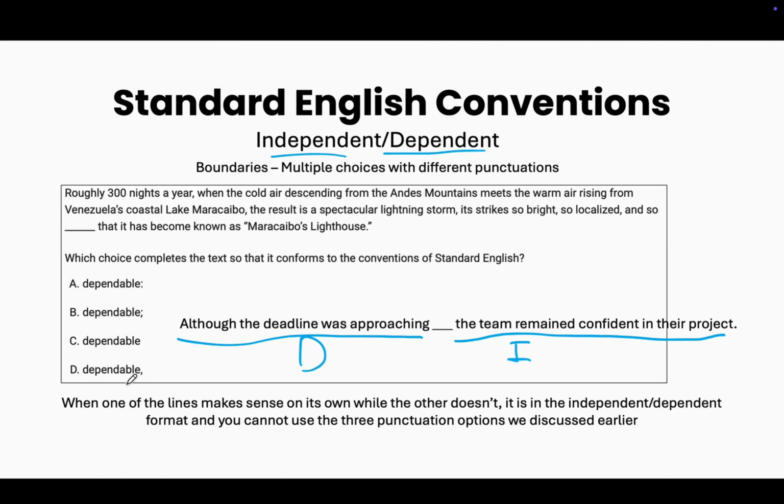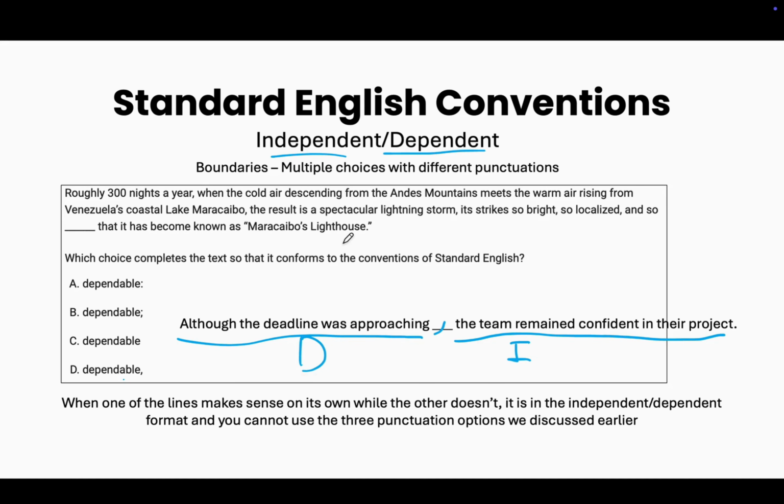Now let me show you an SAT question. So in here it says, "Roughly 300 nights a year, when the cold air descending from the Andes meets the warm air rising from Venezuela's coastal Lake Maracaibo, the result is a spectacular lightning storm. It strikes so bright, so localized, and so dependable." Okay, depending on the way you read it, this kind of makes sense on its own. Then it says "that it has become known as Maracaibo's lighthouse." No, that does not make sense on its own.